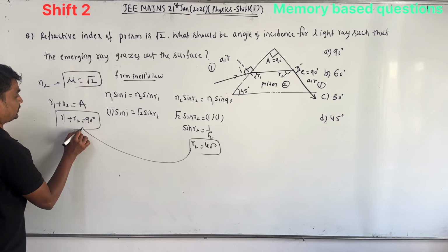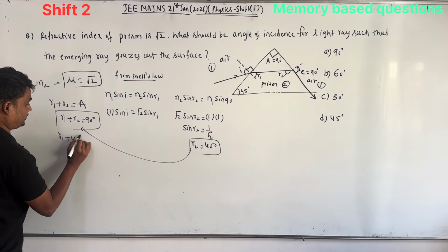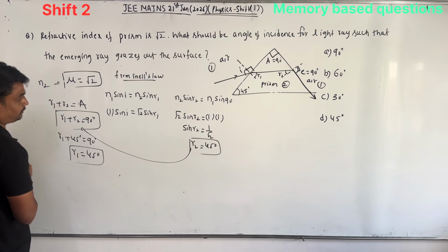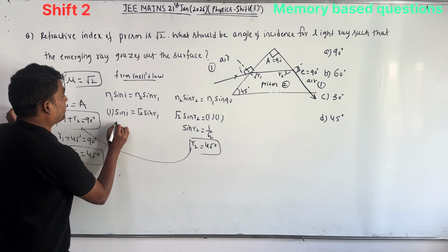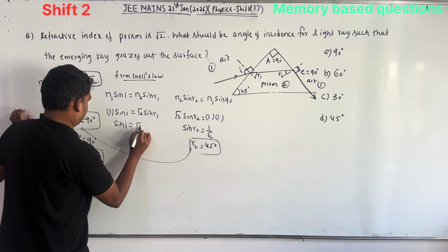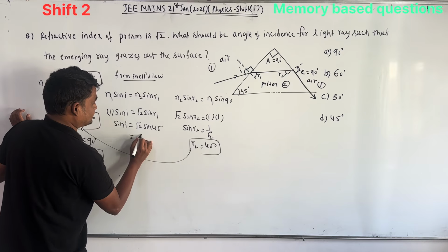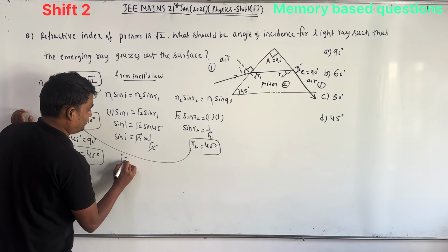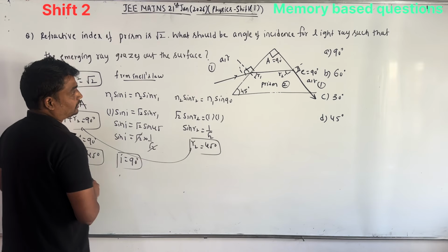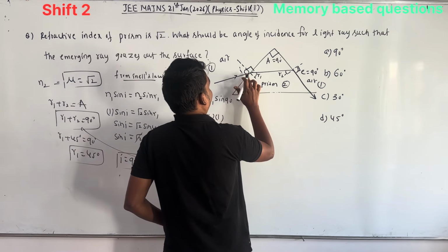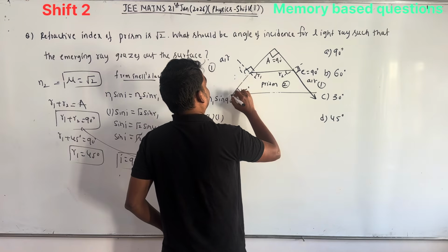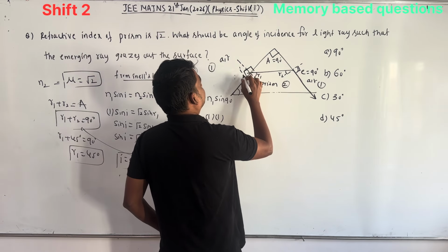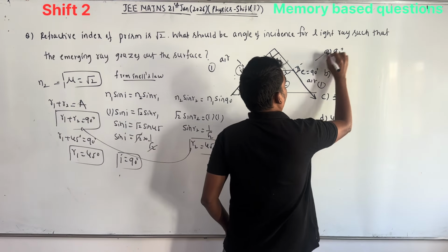So when you substitute here, R1 plus 45 degree equals 90 degree, R1 equals 90 minus 45, 45 degree. Now substitute this here, sin I equals root 2 into sin 45, sin 45 equals 1 by root 2, cancel, sin I equals 1, now I value equals 90 degree. So if the incident ray comes like this with grazing, then the emergent ray also will graze like this. So this is how it should happen. So angle I equals 90 degree.